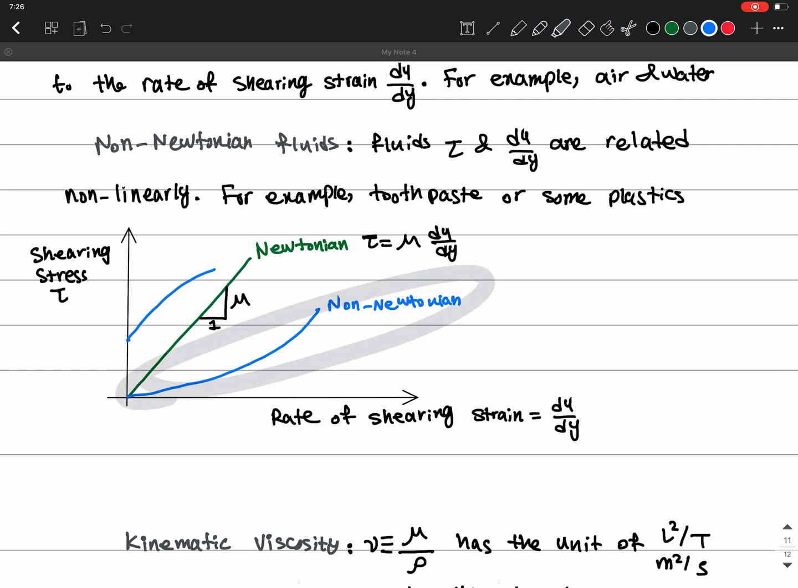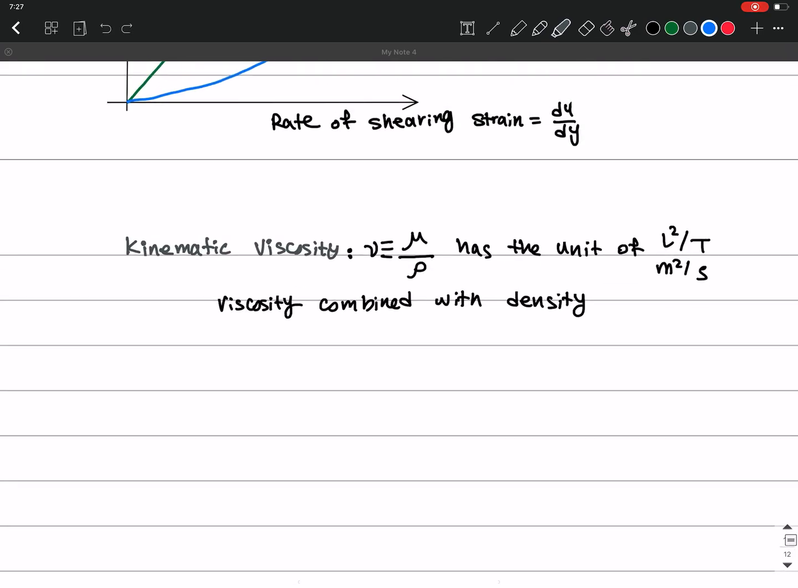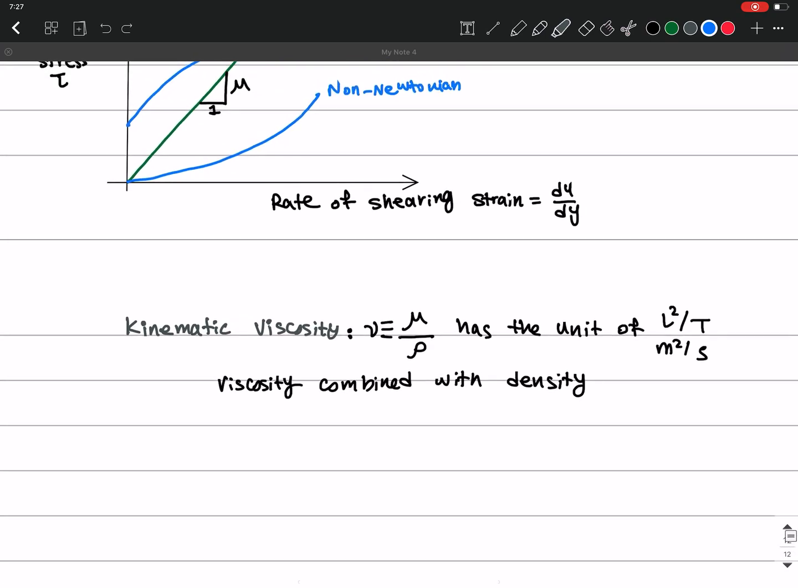So our focus is on these Newtonian fluids in this course, where we have a linear relation between the shearing stress and rate of shearing strain. And then we define kinematic viscosity, which is simply the absolute viscosity or dynamic viscosity divided by density, which has the unit of meter squared per second. Okay. So as I said, in the next session, we are gonna solve one example of this, and after that, we are gonna go to the second chapter, which is fluid statics.